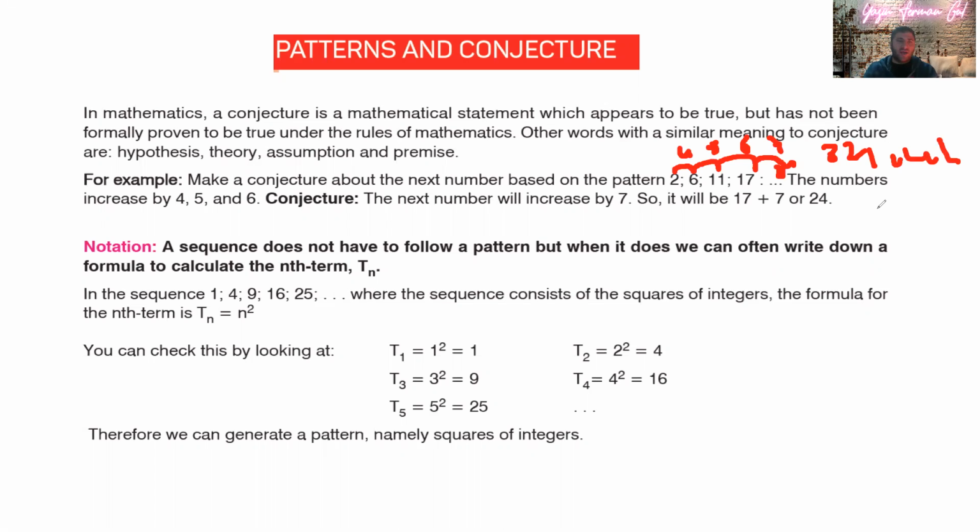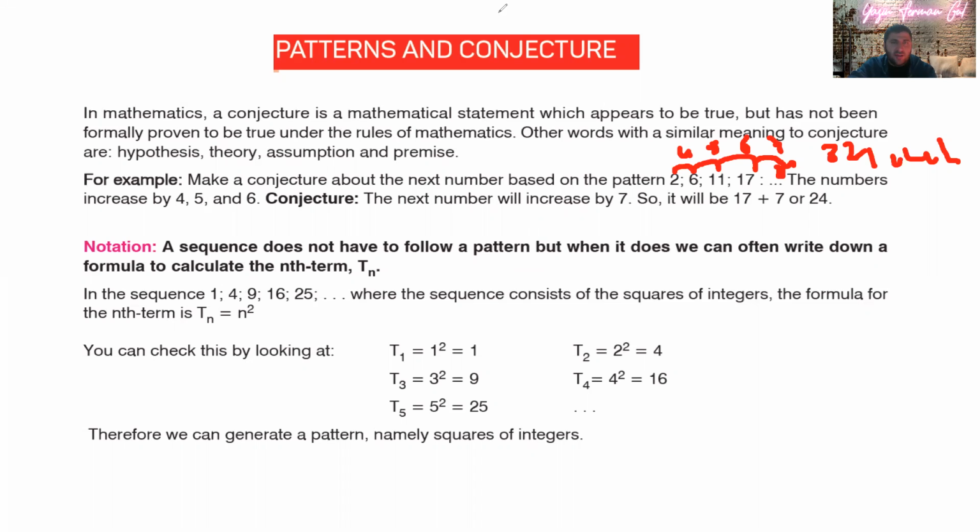So the numbers increase by 4, 5, 6, and so on. Every time, the amount of the increase goes up by 1. So if the previous number increased by 4, the next number will increase by 5. The next will increase by 6, the next will increase by 7, and it continues like that. A sequence doesn't have to follow a pattern, but when it does, we can often write down a formula to calculate the nth term.